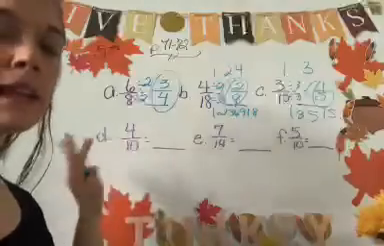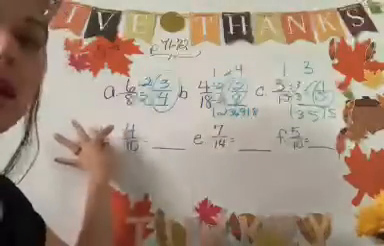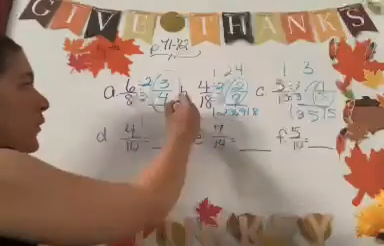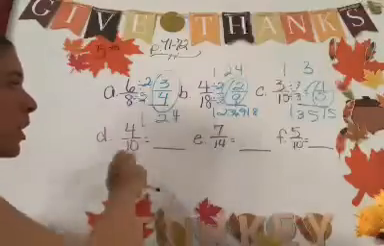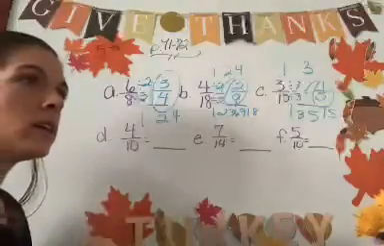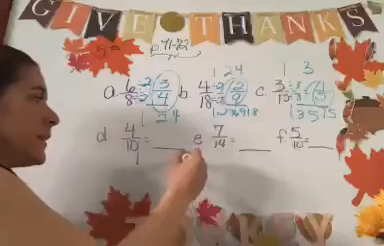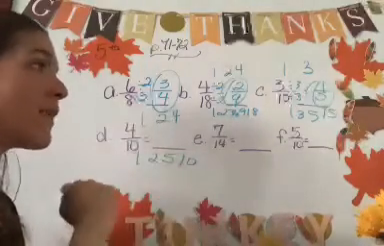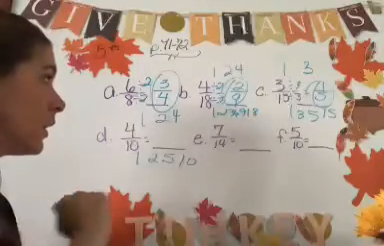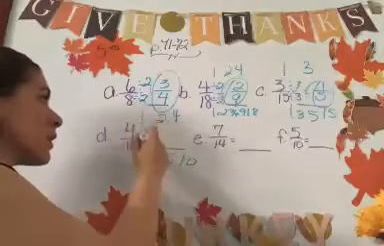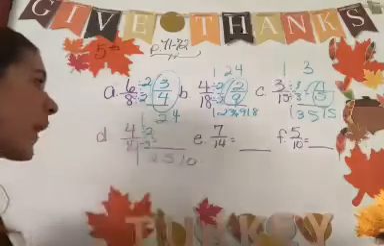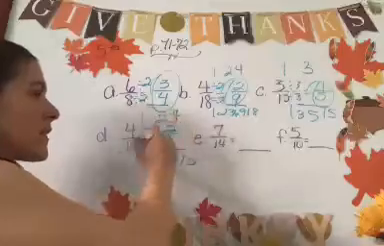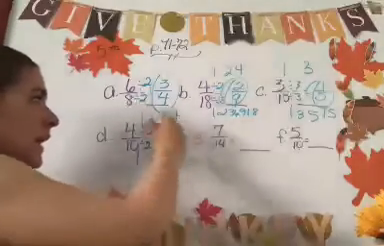Go ahead, Andres, tell me the factors of 4. 1, 4, and 2. Good, buddy. What are the factors of 10, Frankie? 1, 10, 2, 5. Excellent job. So what factor am I going to divide by, Dueno? 2. So what is my reduced fraction, Ethan? 2/5. Excellent.